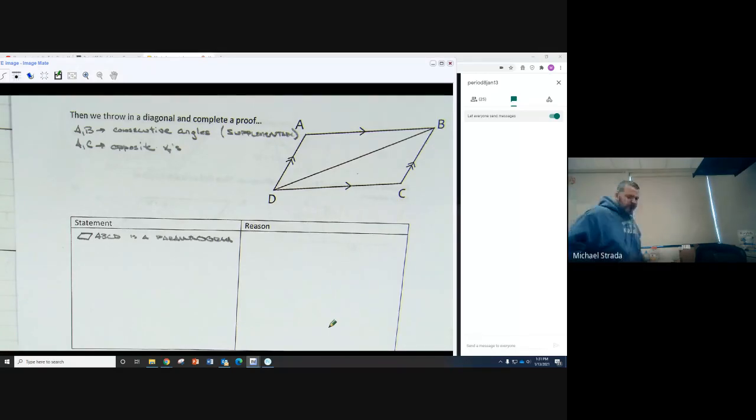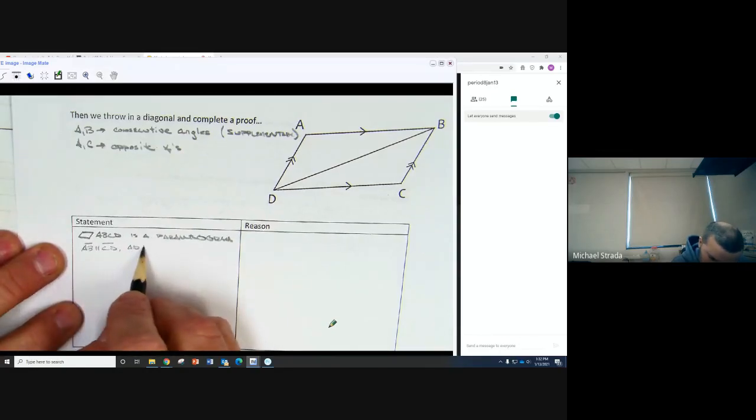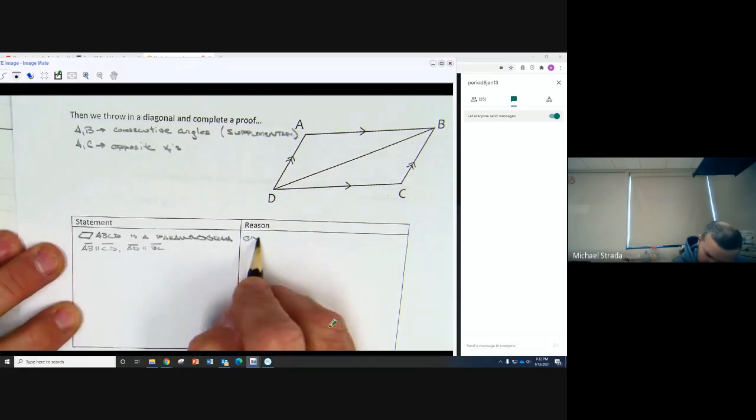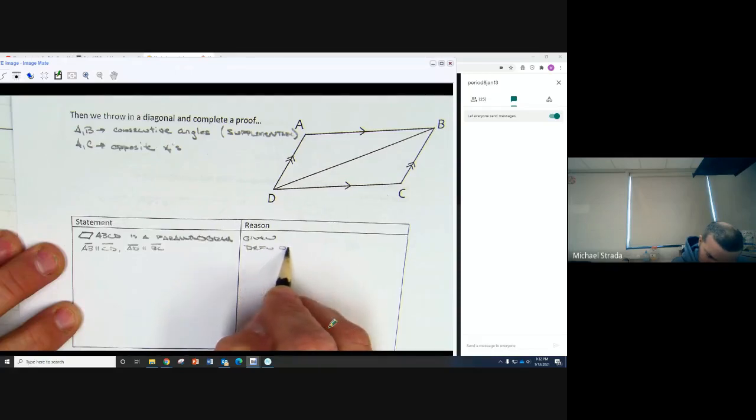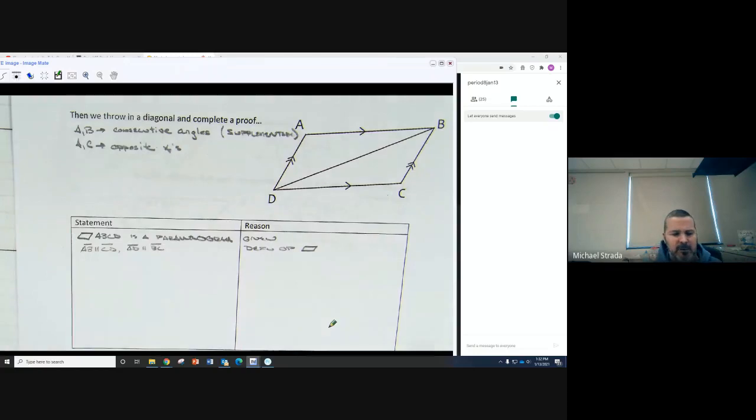Well, just like any proof, we start with what that tells us, and that's the definition. So we say AB is parallel to CD, and AD is parallel to BC. The first one's given, the second one is the definition of a parallelogram. And that's the symbol if you want to use it for parallelogram.